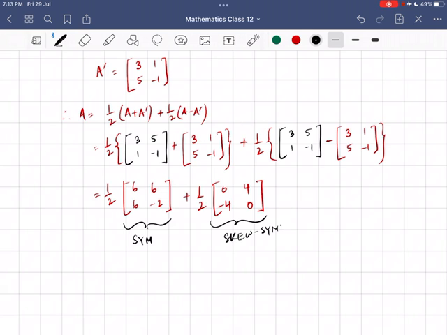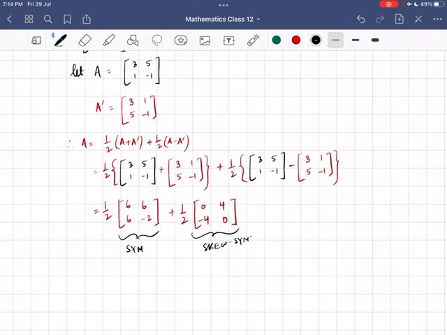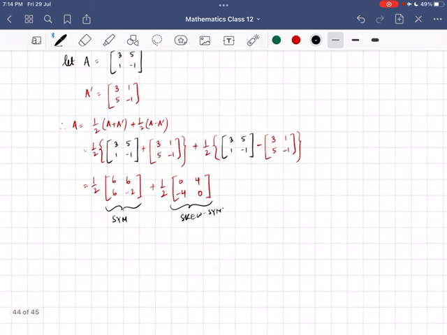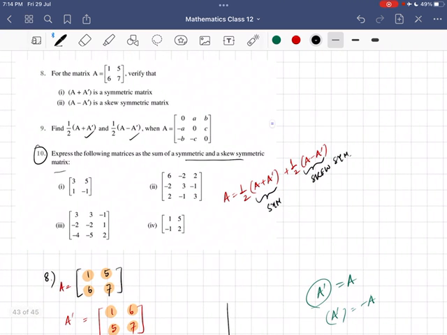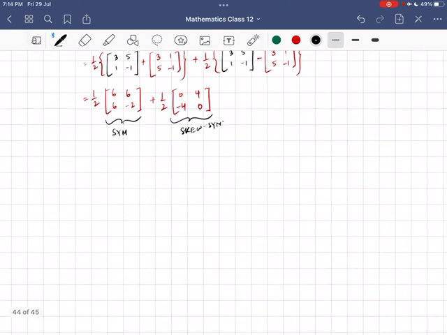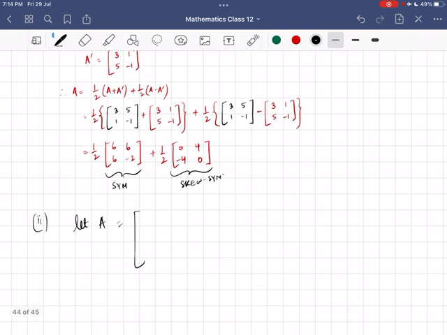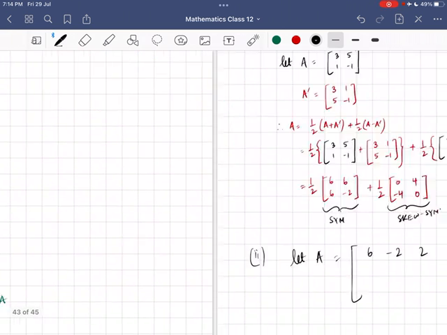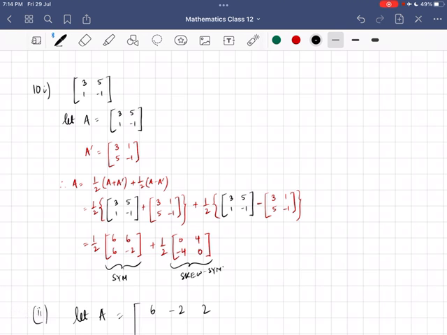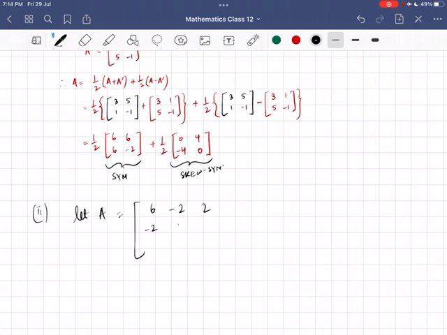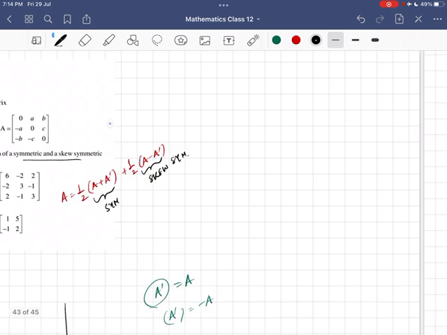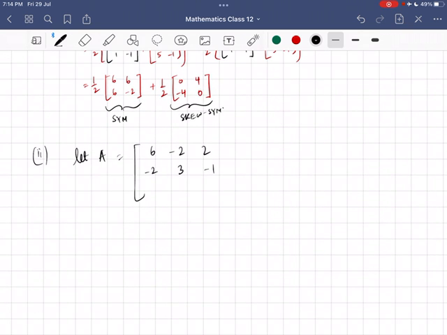Okay, now question number 10. We're going to do 10, 2. Let A be equal to 6, minus 2, 2, then minus 2, 3, minus 1, and then 2, minus 1, 3. So that's my A. Now we need to find A transpose.